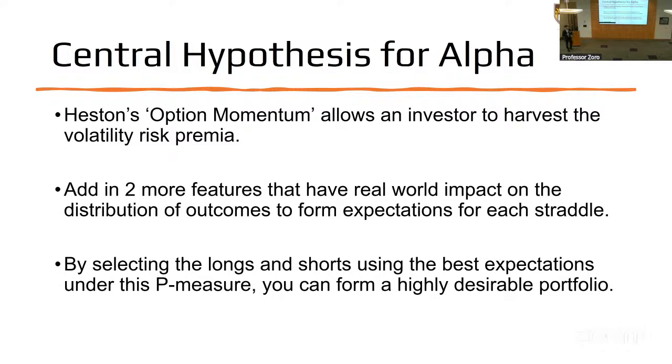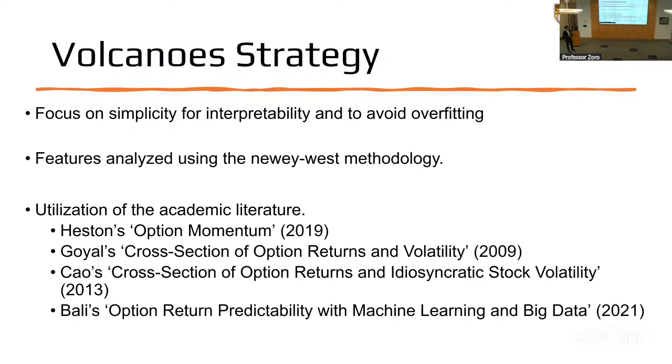The headline here: Heston's option momentum allows an investor to harvest the volatility risk premia. You add in two more features that have real-world impact on the distribution of outcomes to form expectations for each straddle, and you've got a stew cooking. You can form a highly desirable portfolio off that. There's a focus on simplicity. Features are analyzed using the Newey-West methodology. There's heavy utilization of the academic literature here. You've got Heston, Goyal, Chow, and Bali. Shout out to them.